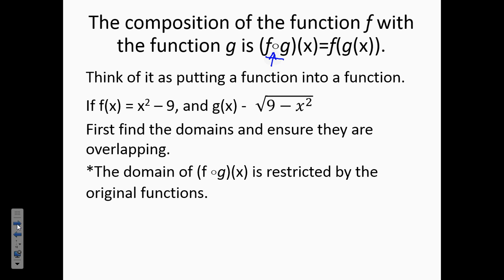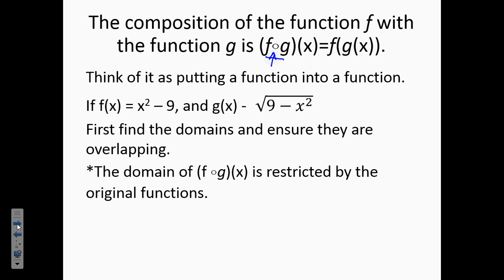So we would first find the domains. If we have f and g, f of x is x squared minus 9, and g of x is the square root of 9 minus x squared. We have to find the domains to ensure that they're overlapping, and we have to be careful to restrict those domains. The final function has to be restricted by those original domains, because if they didn't exist to begin with, they shouldn't exist when we compose them together. Okay.